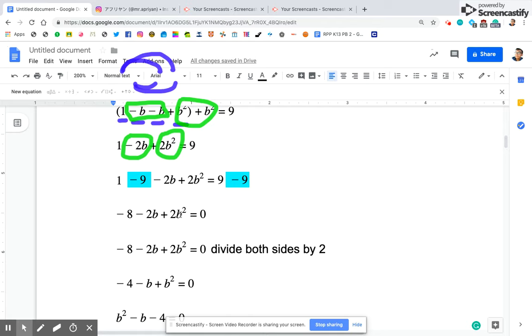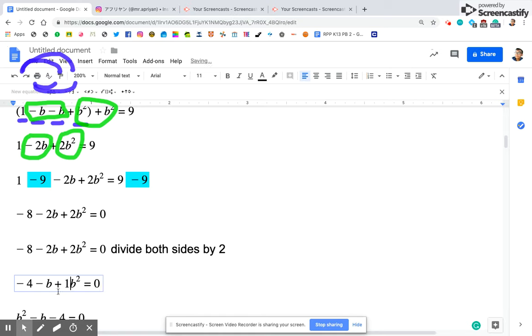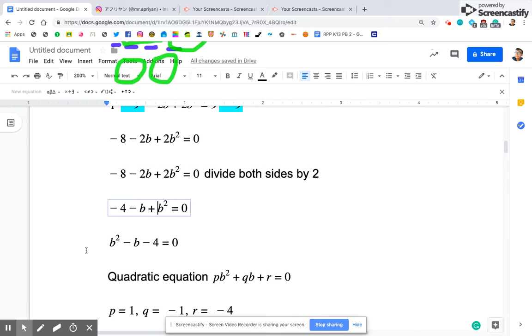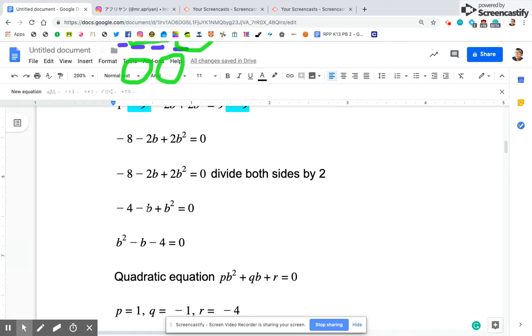We can divide both sides by 2. So negative 8 divided by 2 is negative 4. Negative 2 divided by 2 is negative 1. And 2 divided by 2 is 1. Commonly we don't write the number 1 here, so the 1 is invisible. I'm just going to rearrange this quadratic equation. So the b squared will be in the front, then negative b in the middle, and negative 4 at the back, equals 0.